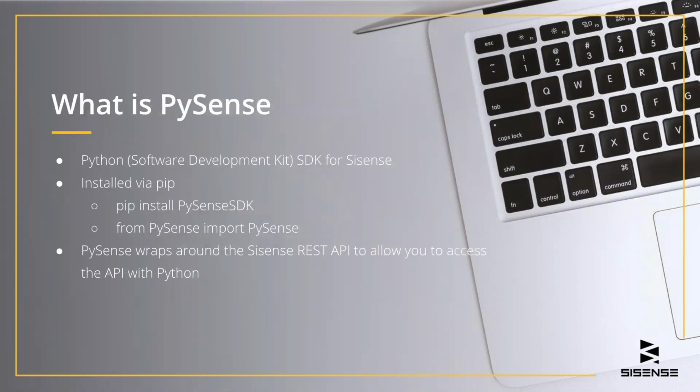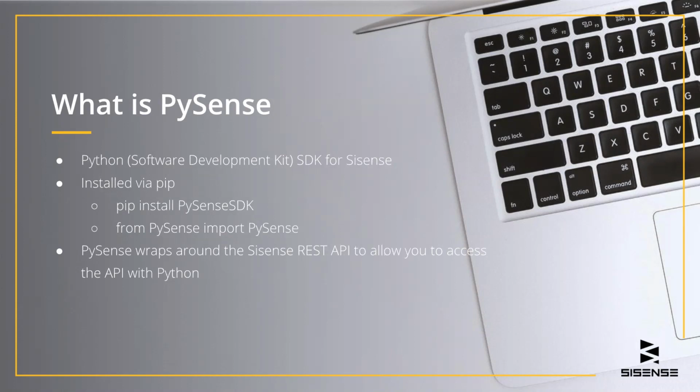So what is PySense? PySense is a Python software development kit, often shortened to SDK, for Sisense. You can install it via pip, which just means you open up your terminal and type in pip install PySense SDK, and you will have the library installed. Make sure it's PySense SDK. There is a PySense project in pip that is not related to this. And then to use it, you'll just do in your Python script from PySense, import PySense, and you'll be able to use it.